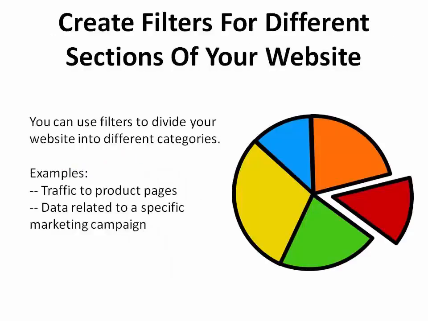Create filters for different sections of your website. You can use your filters to divide your website into different categories. For example, you can create a filter that only includes traffic to your product pages. You could also create a filter that only includes data related to a specific marketing campaign.